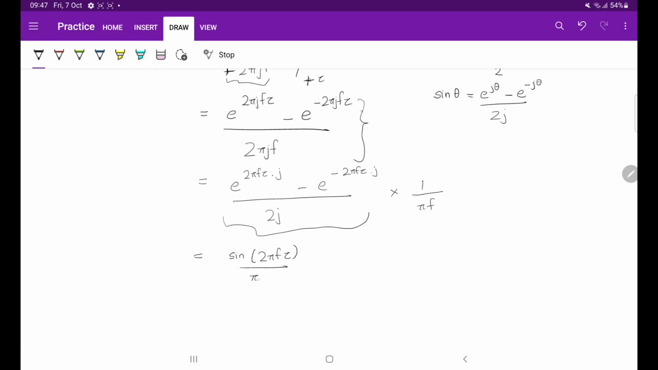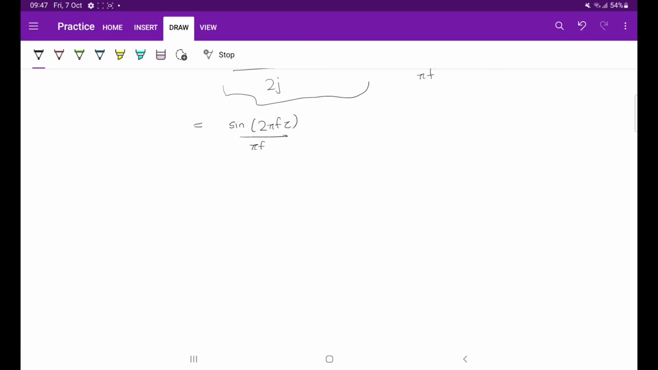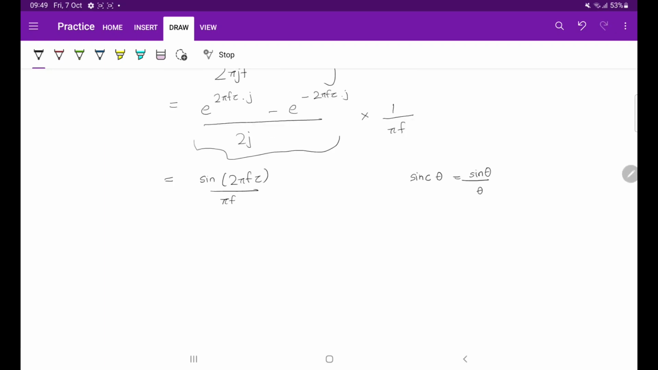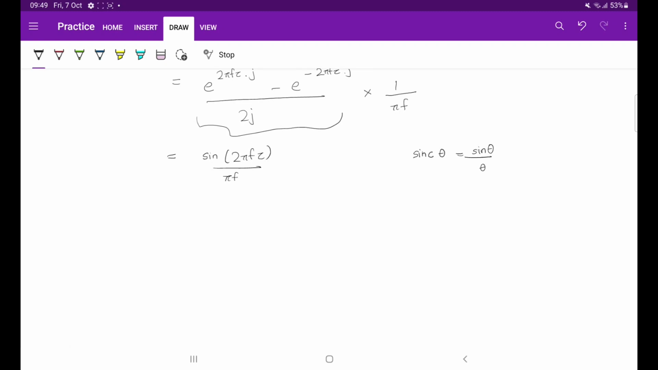There is a balance, which is going to be pi into f. You can simplify this function further. For that, you need to know another function, the sinc function. Sinc theta is equal to sine theta divided by theta. It's kind of a sine, but it has a definitely different graph than sine. So let's look at it later. The important thing is, we are going to change this function to a sinc function.